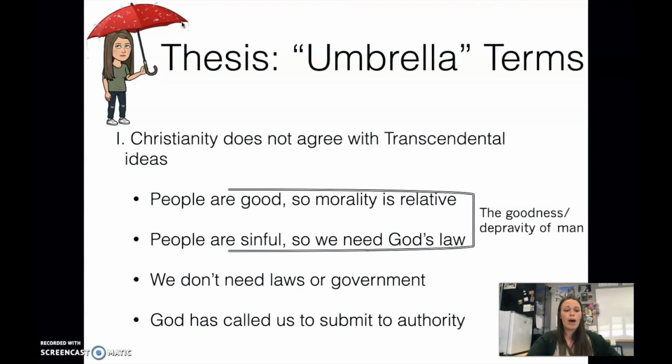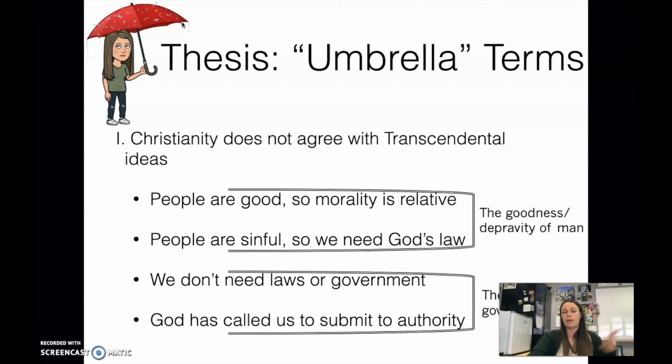Second two, the transcendentalists say we don't need laws or government, whereas Christians would say God has called us to submit to authority. So both of those, what do they have in common? They're both talking about the need for government. Granted, they're on opposite sides. They disagree, but they're both talking about that need for government. So that would be my umbrella term there.